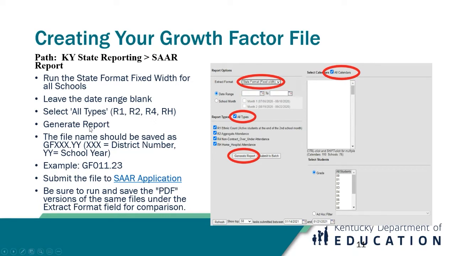The file name needs to be saved as GF and then your 3-digit district number and the school year. So for this year, it would be 23. And then this is just the link to submit straight to the SAAR application. But be sure to save a PDF version for your own records, even though you're running it as fixed width for what you're going to submit within the application.